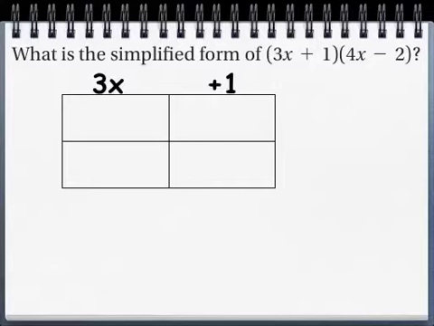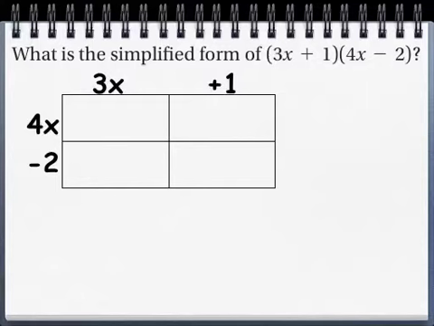Be careful here because we need to keep the subtraction or negative sign with the 2. And I'm going to write that going down for each row. So 4x was my first term for the second binomial, and the negative 2 was my second term for the second binomial. And so I've broken those up so they each have their own row.